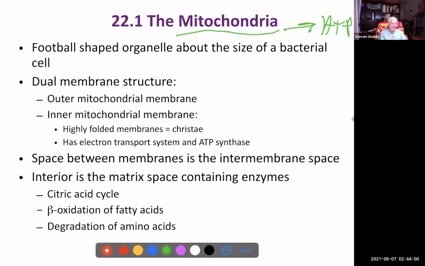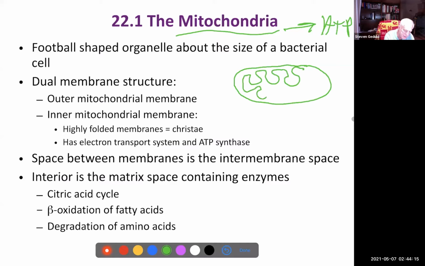Okay? They have a dual membrane structure. They have an inner membrane and an outer membrane. So they have this outer membrane here which surrounds it, and they have an inner membrane which has all these invaginations in it. Okay, so an outer membrane and an inner membrane. The inner membrane is highly folded, and these are called cristae. All these little folds are called cristae.